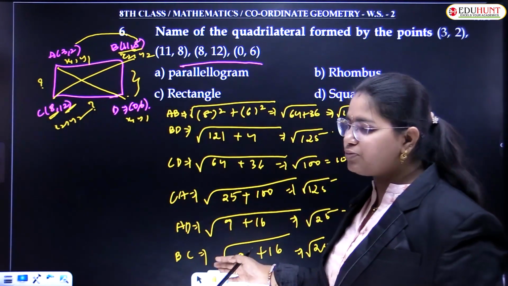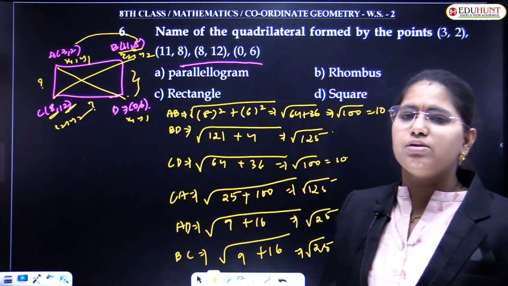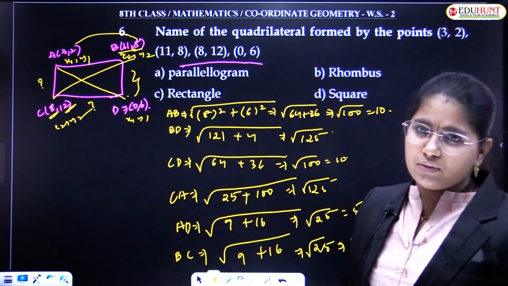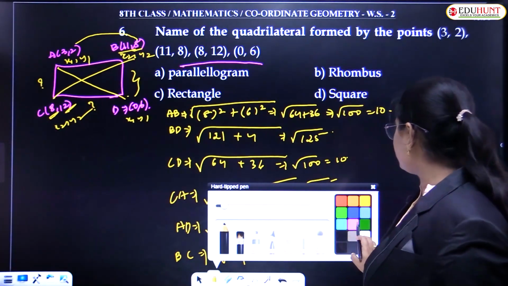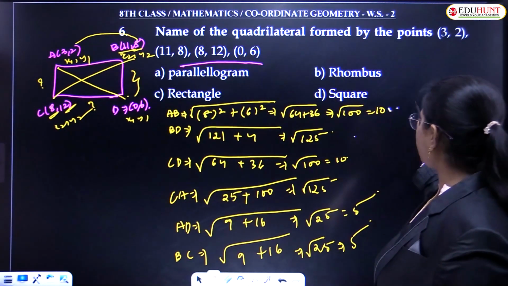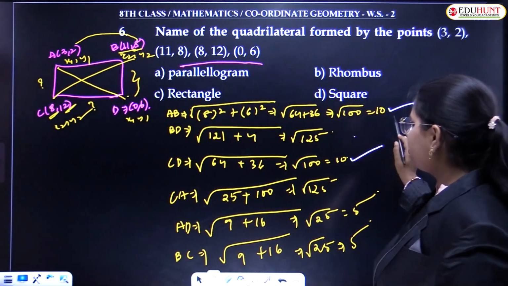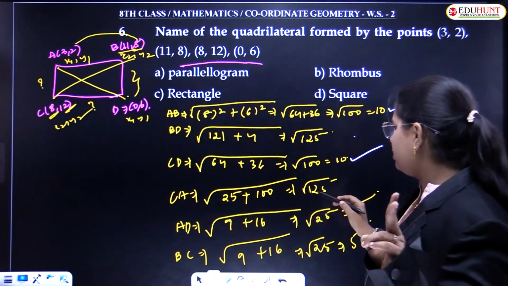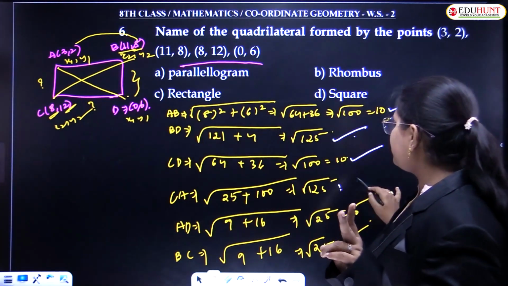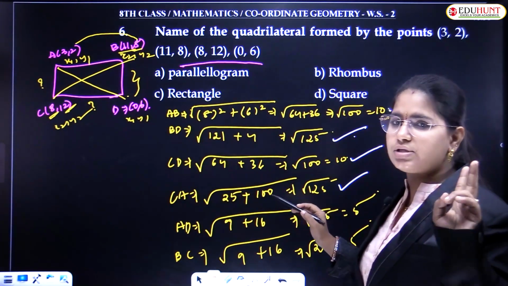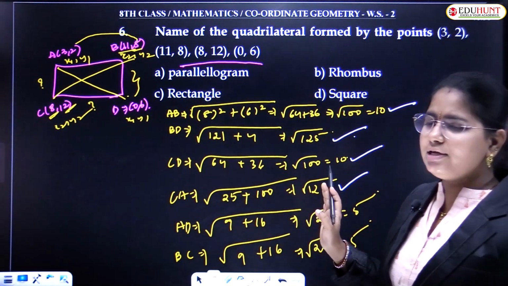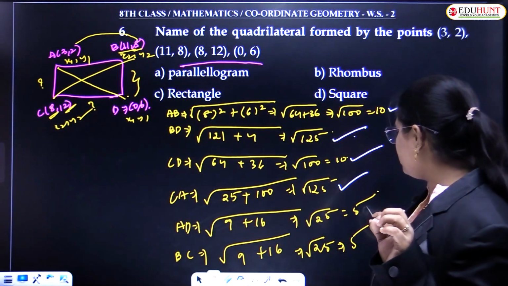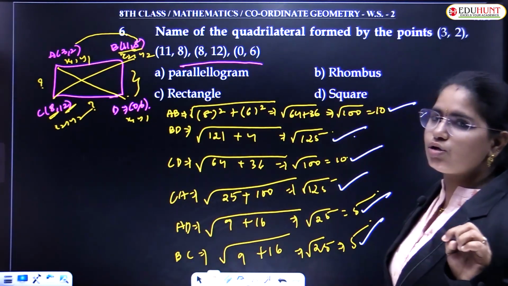So now we will observe all the length values so that we can come to what type of quadrilateral it is. Just observe the sides. We have 10, 10. Two sides are equal. Root 125, root 125. Again two sides are equal. That means opposite sides are equal, from the figure. And as usual, the diagonals are also equal.